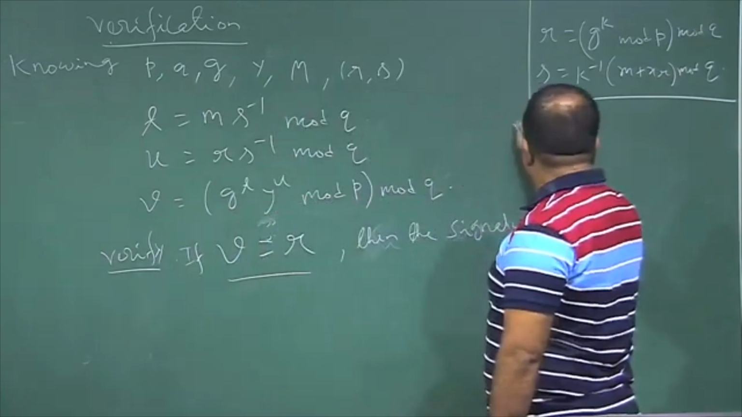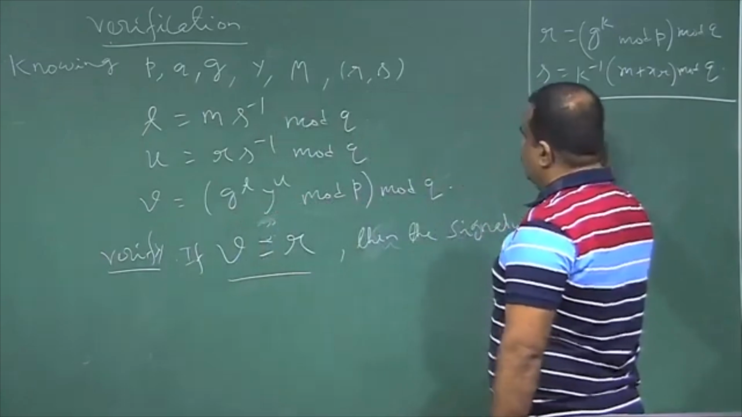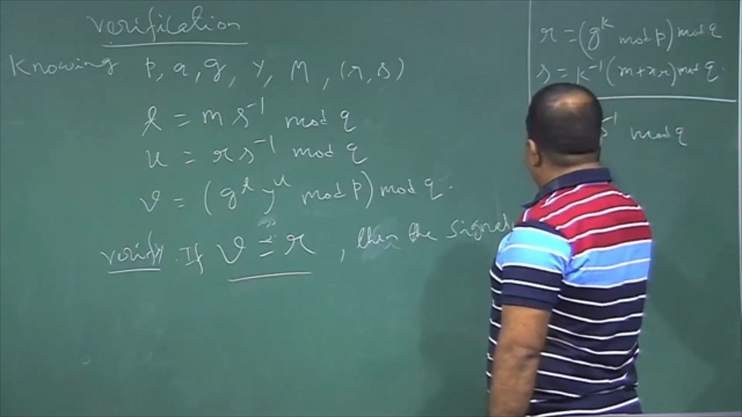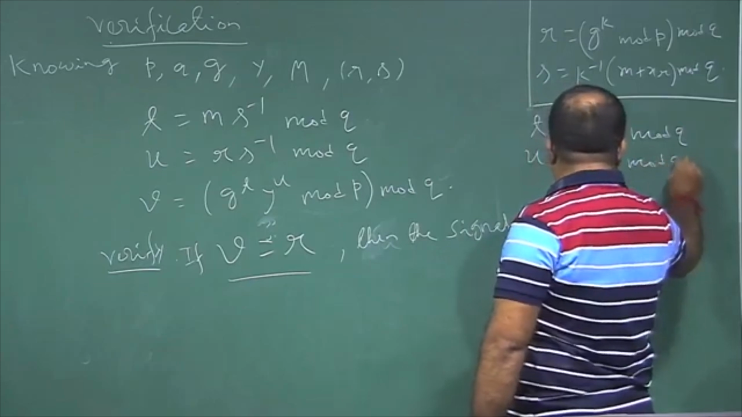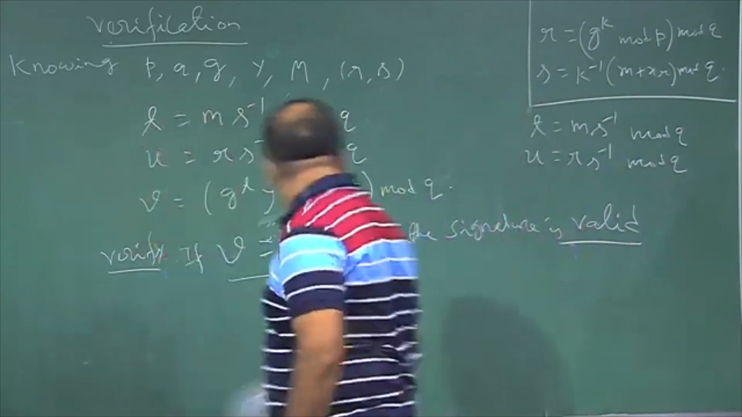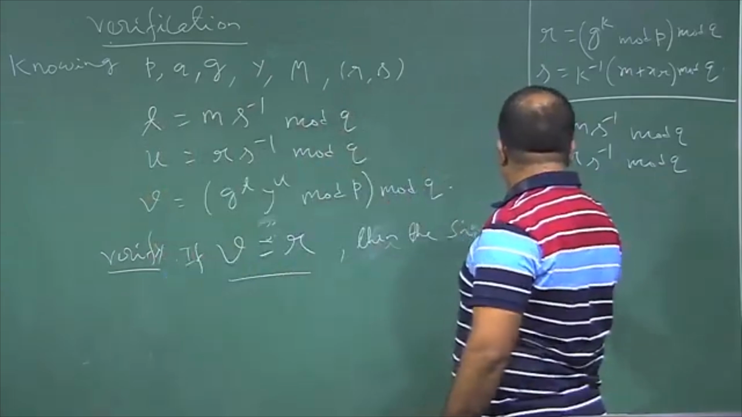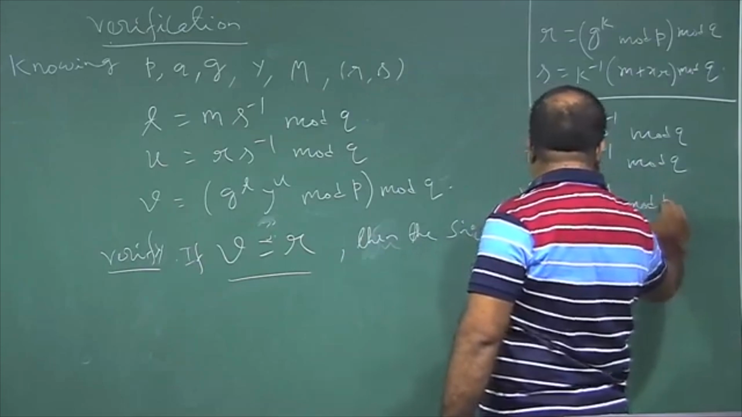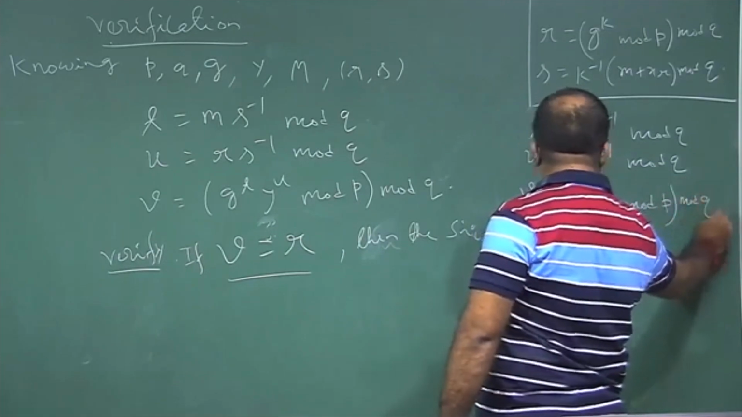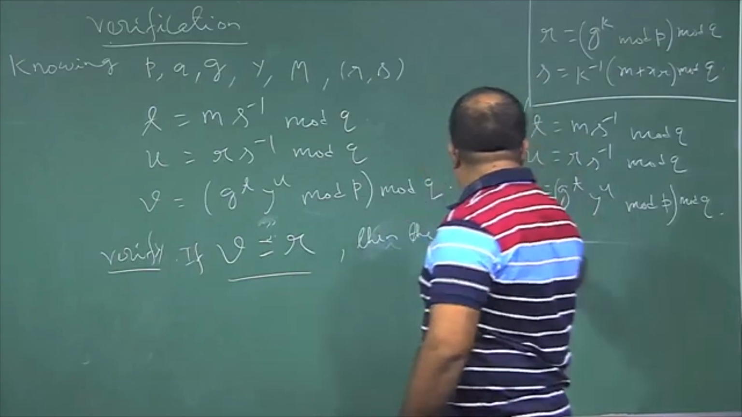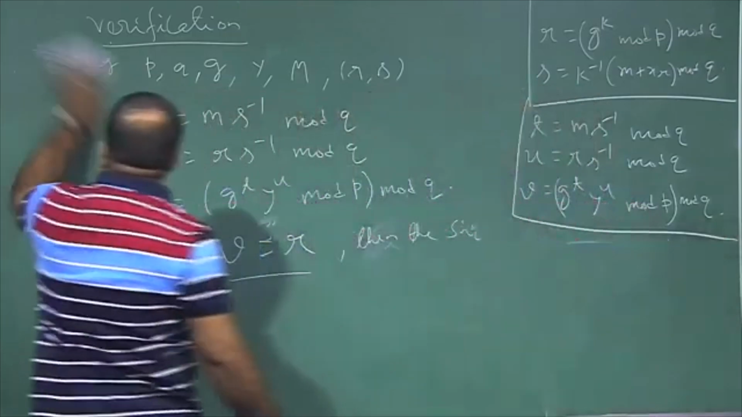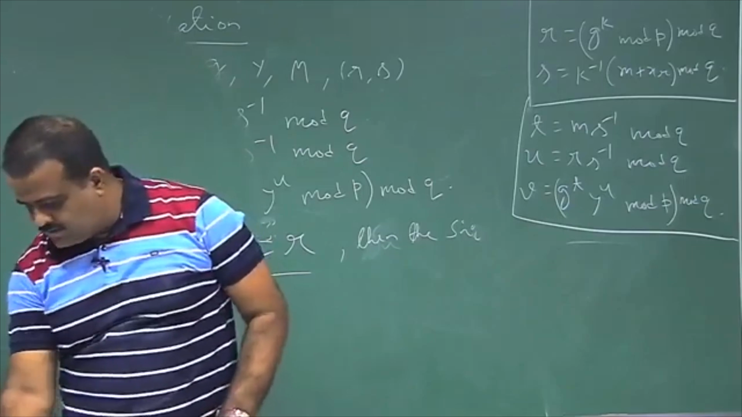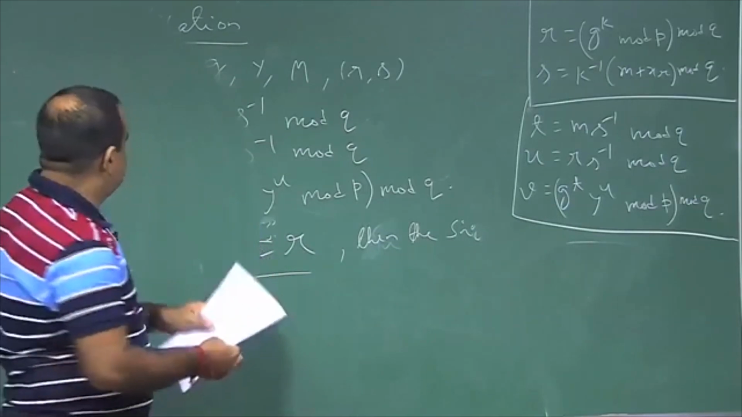So, V is basically, okay, let us just write here T is equal to m S inverse mod q and U is equal to R S inverse mod q, and V is basically g to the power t y to the power u mod p mod q. Okay. So, now we are checking whether V is equal to R or not. So, why will this give V equal to R? Let us check this.